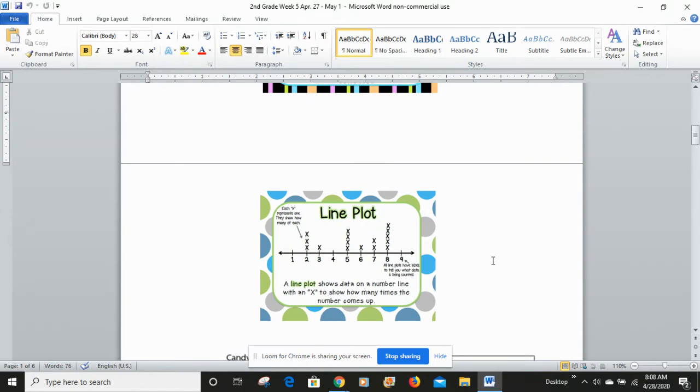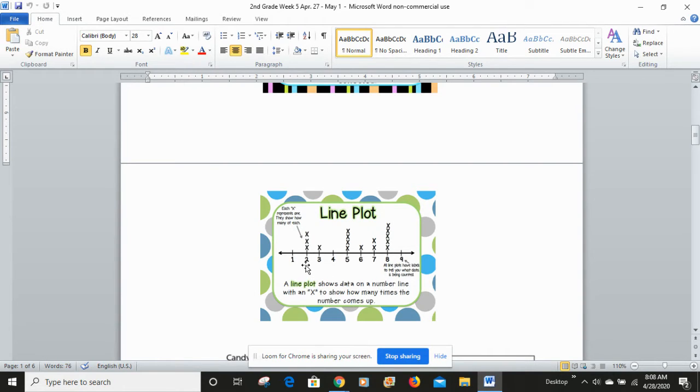It can show data. A line plot shows data on a number line with an X to show how many times the number comes up. For example, let's just say we were going to ask the question, what's your favorite number? And we were to survey some people about that question, and we put their answers into a line plot. You can see I asked them, is number 1 your favorite number? Is number 2, number 3, number 4, number 5, number 6, number 7, number 8, number 9. These are the numbers I want the people to pick from.